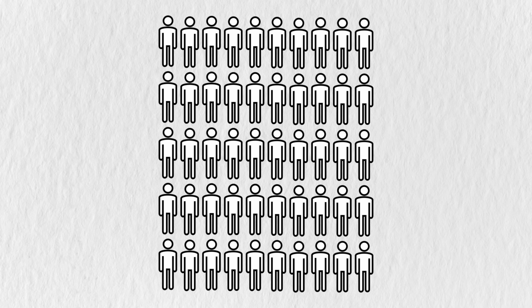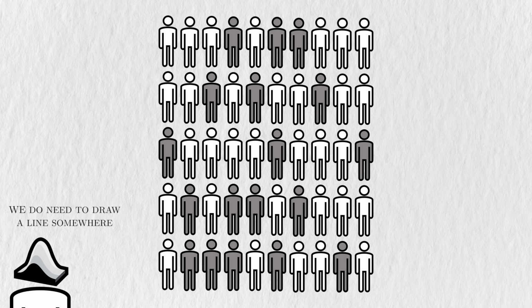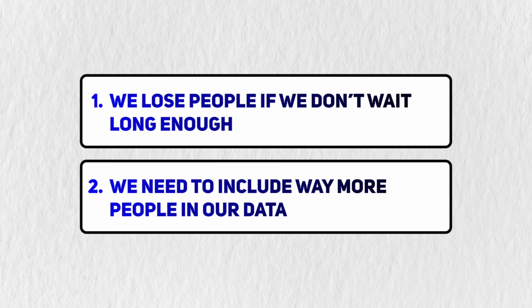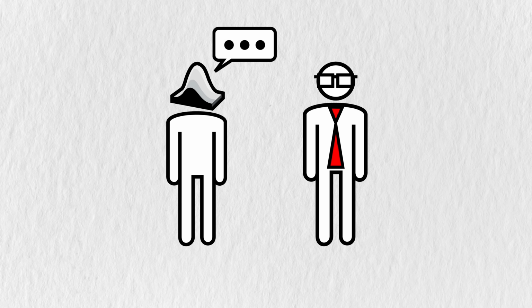Roger has a point. You'll just naturally lose people if you can't wait long enough for them to unsubscribe. On the other hand, we do need to draw a line somewhere. We need a better experiment that can account for both of these problems. After a little bit of pretend thinking for the sake of storytelling, I get an idea.